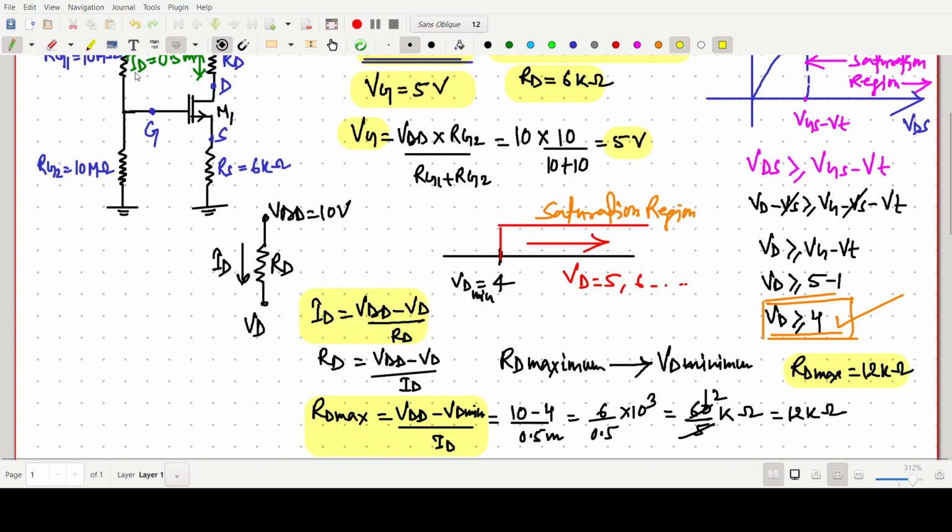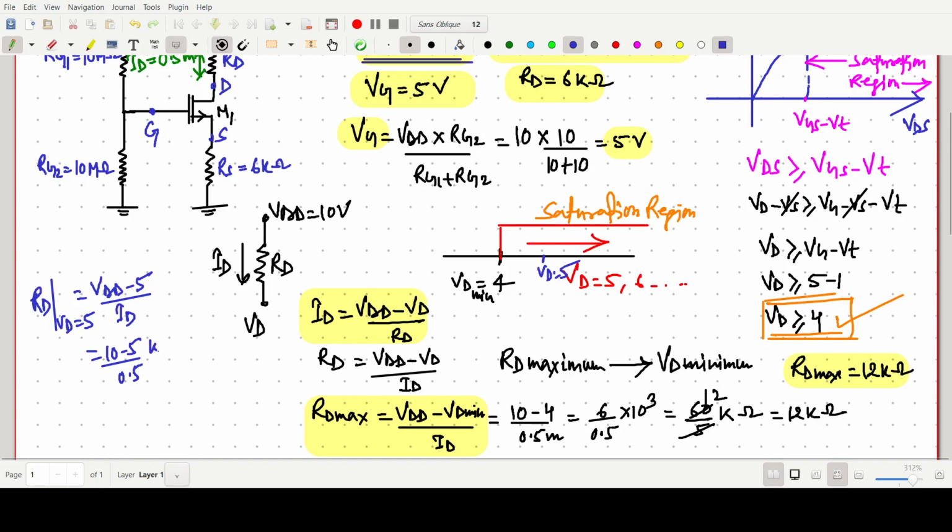If you take a higher value of VD, for example 5 or 6, I am taking 5 volt, then the resistance value RD will be lesser. We can also find the RD value at VD equals 5 volt. So it should be VDD minus VD, that is 5, by ID. So better to write 10 minus 5 by 0.5.